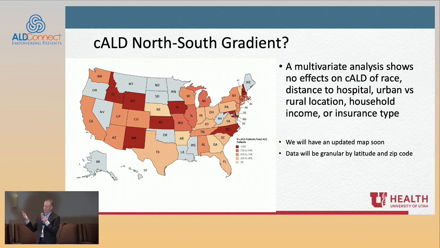We also did a multivariate analysis. We controlled for how far you were from the hospital, what your race was, whether you were living in an urban or rural location, since maybe there's something environmental about being in a city versus being in the countryside, what your household income was, or what your insurance was. Those other variables did not affect your rates of cerebral ALD. And so this is by state. We'll have an updated map soon where we'll have the data by latitude and by zip code, so it'll be much more granular. But it's at least intriguing that there's the same question of where you live having an association with developing cerebral ALD risk.